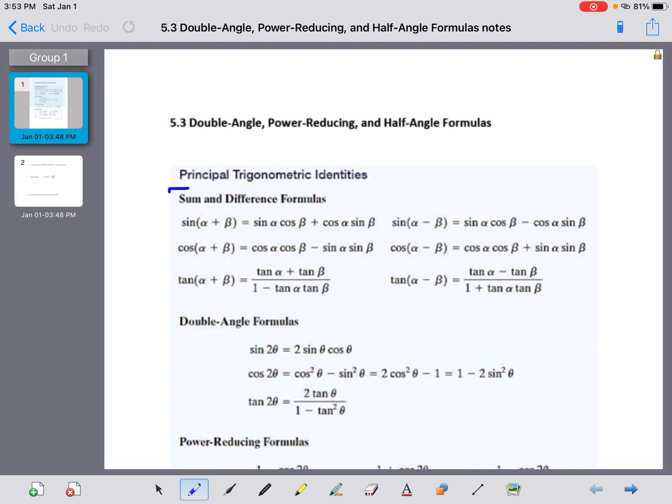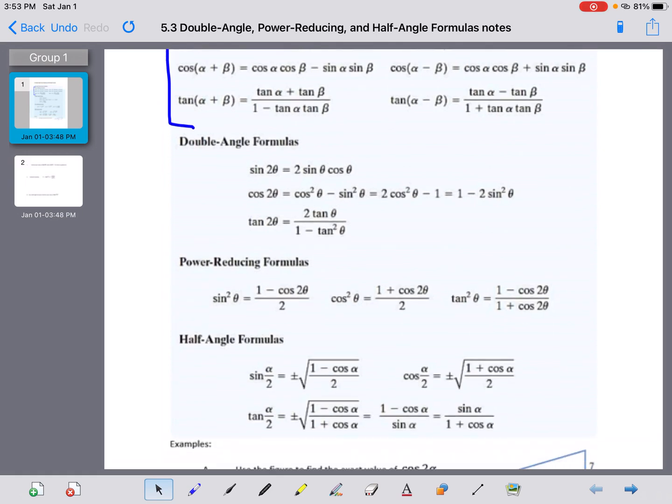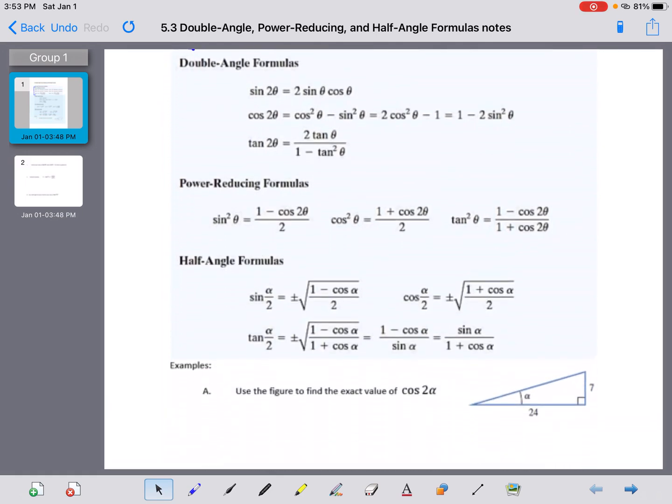You'll notice the top of my formulas right here. This is from yesterday, or 5.2, sum and difference formulas. There you just see them written out, so they're ready to use. Okay, we used those yesterday. We can always come back to them if it'll help us change something. And today we're adding 2 or 3 different other kinds.